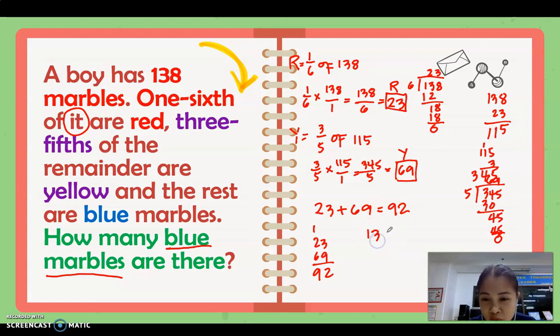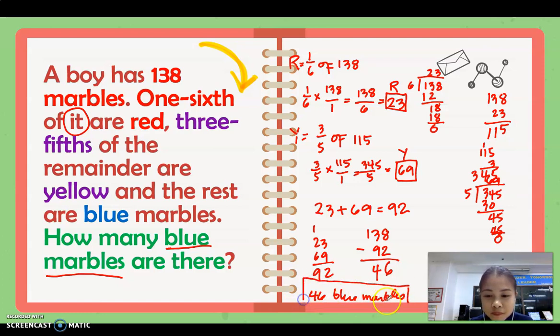So how many blue marbles are there? We just have to subtract 138 minus 92. That's for the yellow and red. Therefore, there are 46 blue marbles. So basically, all of these problems involve multiplication of fractions with or without addition or subtraction. So this is how multiplication of fractions is applied in real life situations.